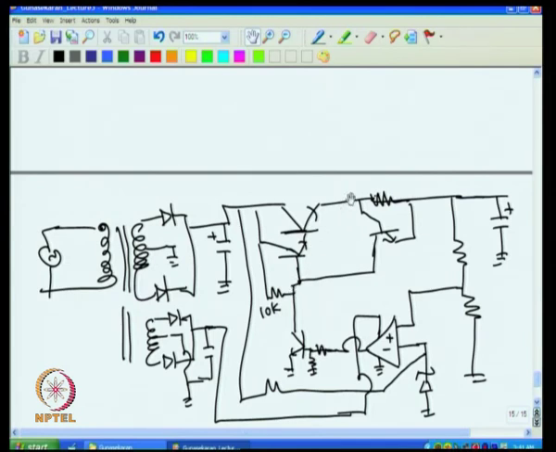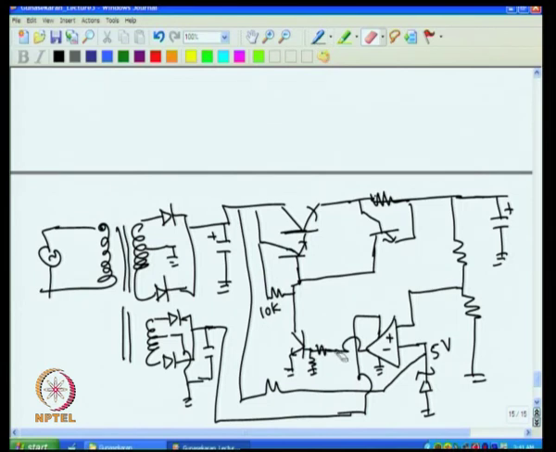Then that also changes here, and you will be able to get a change here. So anyway, if the voltage at this point is kept at 5, this also will remain at 5 only. Actually, it will not be exactly 5; the difference has to be positive, so it will go a little more than 5.